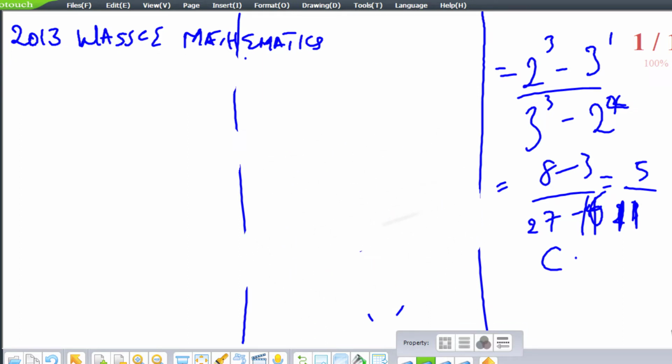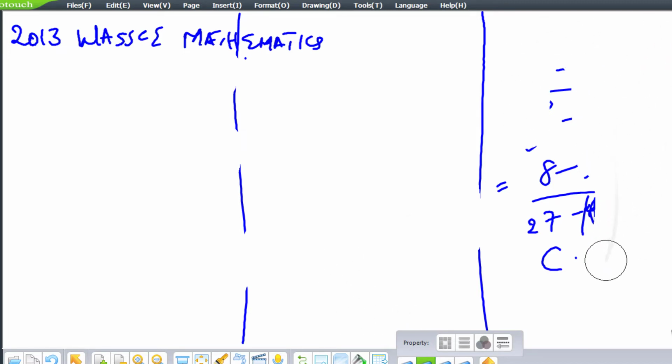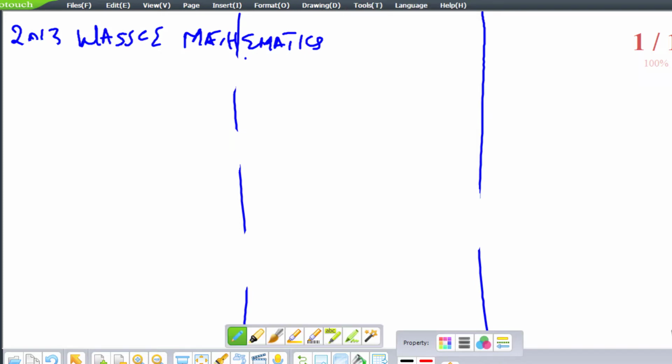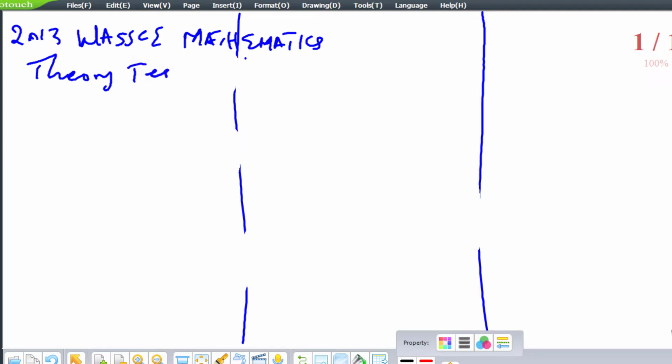WAEC 2013, theory section, question number 10B. Theory test. Question 10B.